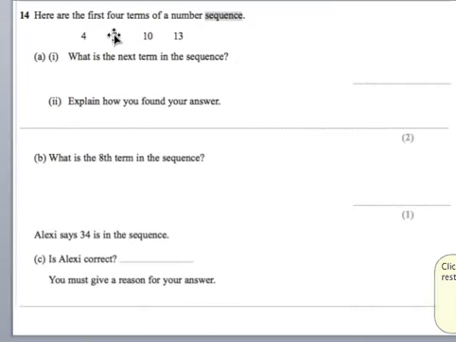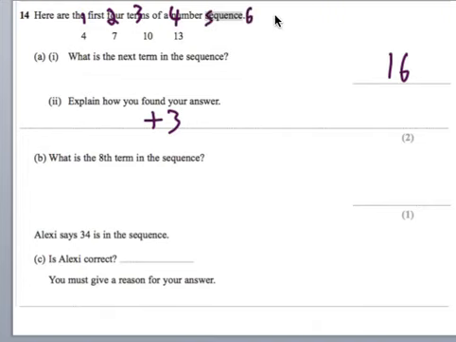Here are the first 4 terms of a number sequence. What is the next term? To go from 4 to 7, add 3, add 3, add 3. Next term is going to be 16. Again, how did I find my answer? I added 3. What is the 8th term of the sequence? I've got the 1st, 2nd, 3rd, 4th. I could work out the 5th, 6th, 7th, 8th. I know that this is 16, add 3, 19, add 3, 22, add 3, 25.